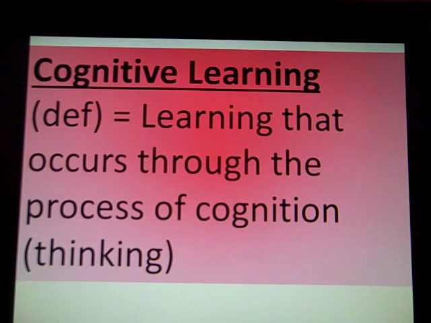Now, cognitive learning, this is learning that occurs through the process of thinking or the process of cognition. This type of learning suggests that we don't have to be classically conditioned. There's not an instinctive process necessarily. And we don't necessarily have to be reinforced or punished to learn. Sometimes we can simply think our way through a problem without punishment or without reinforcement.